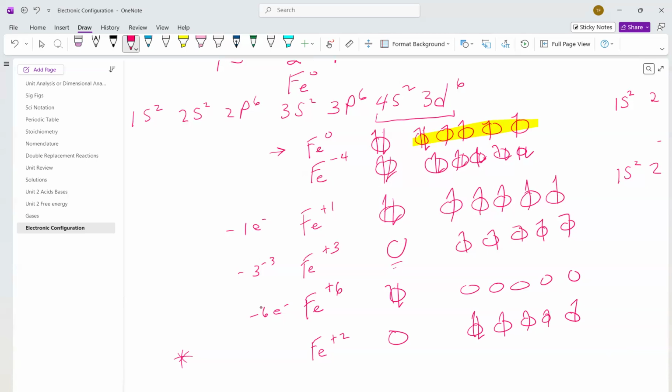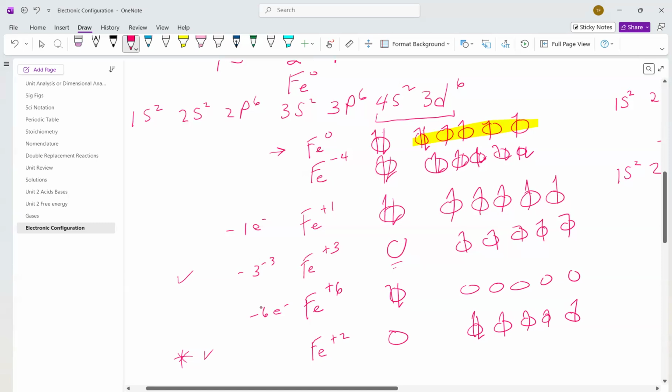So these are the two most common ions. Now in a test, I'm going to ask you, show me some common ions. If you listed any of these, you get full credit. Even though some are much more stable than others, they're still more stable than the elemental iron though. Okay?